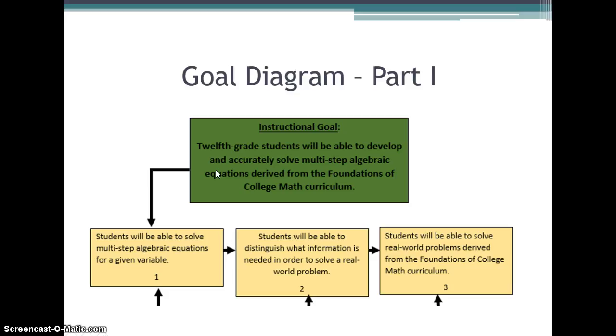This is a screenshot of my instructional goal. I made sure to include some higher order thinking vocabulary on my goal diagram and really break down the instructional goal into 3 key learning objectives. The first one is students will be able to solve multi-step algebraic equations for a given variable. Then students will be able to distinguish what information is needed in order to solve a real-world problem. And finally, students will be able to solve real-world problems derived from the Foundations of College Math curriculum. In the end, I would look for students to put all 3 of these components together.